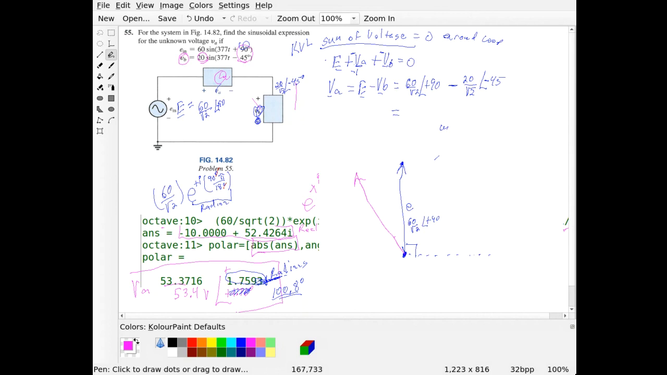I'm sorry, not 53 degrees, 53 volts. So this is 53 volts going out this way. Okay, so this was 53 volts going this way. Now, I'm looking at this and it's saying 60, but remember it's 60 divided by the square root of 2.